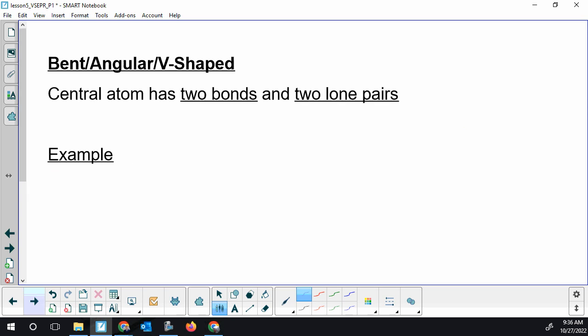We only have one left. We're kind of working our way down. We went from 1 up with our bonds. Now we're going up with our lone pairs, 2 bonds and 2 lone pairs. There's a few words you're going to hear. I would accept bent, angular, V-shaped, any of those terms.